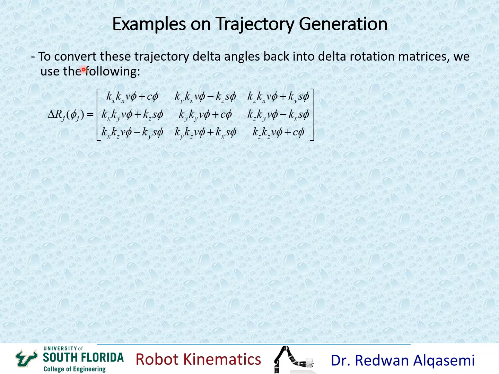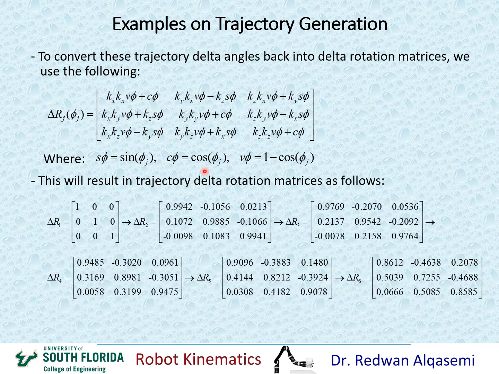In the next step, we need to convert these trajectory delta angles that we found in the previous slide back into delta rotation matrices. This is the general form of the delta rotation matrix. Again, kx, ky, kz are constants that we found in the previous slide. And then cosine phi, sine phi, and v phi are going to be different for each trajectory point. So now, since we have the phis for each trajectory point, we can go ahead and substitute here for each point, and the results will be as shown here.